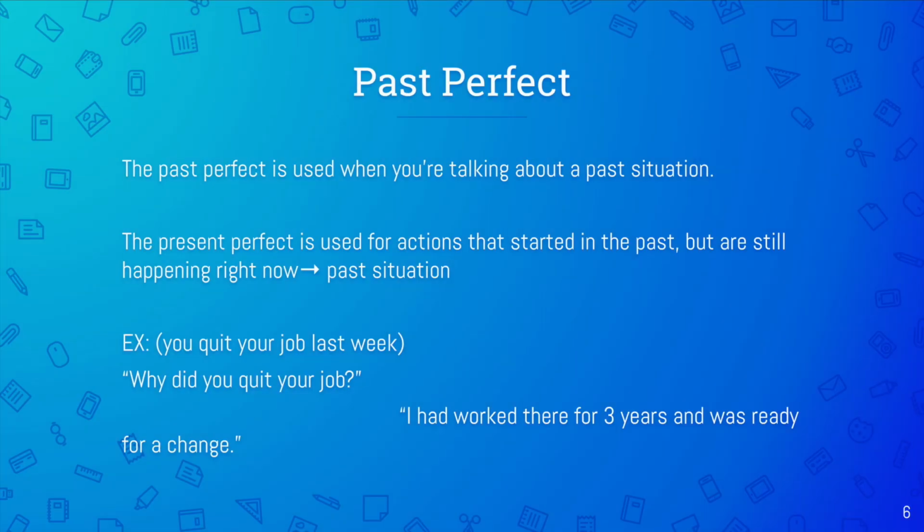Remember, the first use of the present is that it's used for actions that began in the past but are still happening now. So for the past perfect, you can use that same definition about a past situation. So you're talking about a situation in the past. Use the past perfect for things that started before that situation, but are still happening during that past situation.